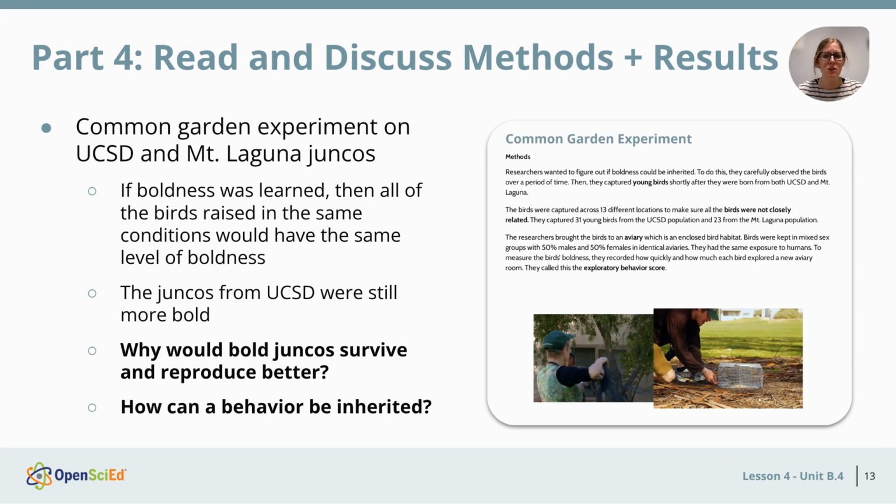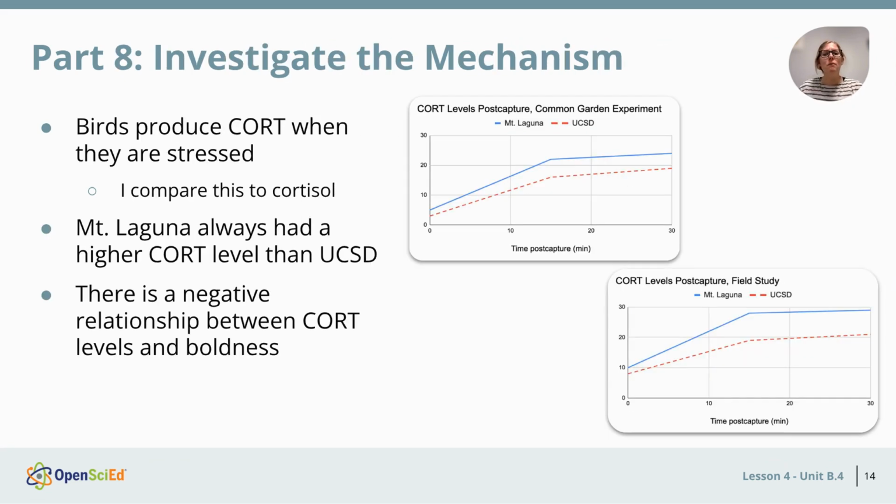Why would bold juncos survive and reproduce better? What is advantageous about this? And how can a behavior be inherited? And then part 8, we're going to investigate the mechanism. So really diving into those answers.